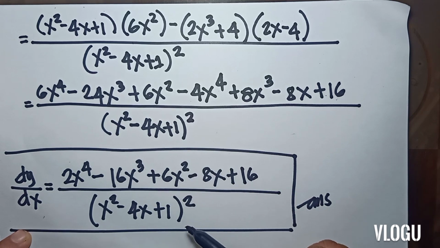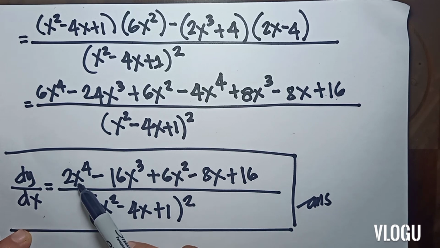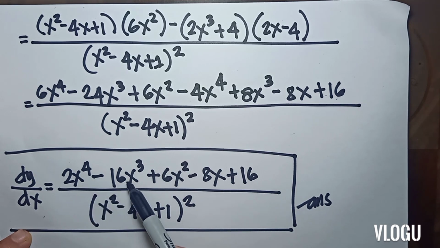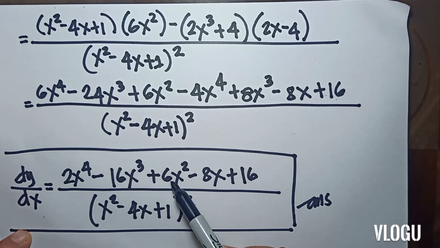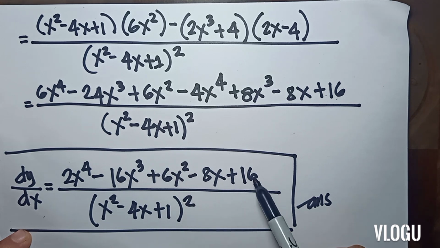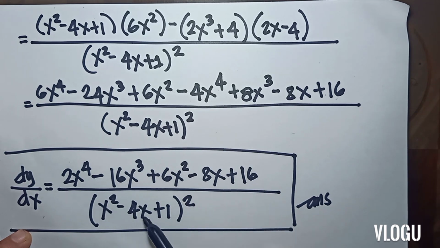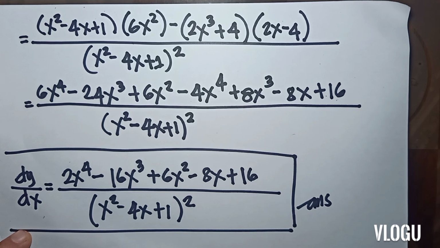So this is now our final answer. Our final answer, that is dy/dx is equal to 2x to the fourth minus 16x cubed plus 6x squared minus 8x plus 16 over x squared minus 4x plus 1.